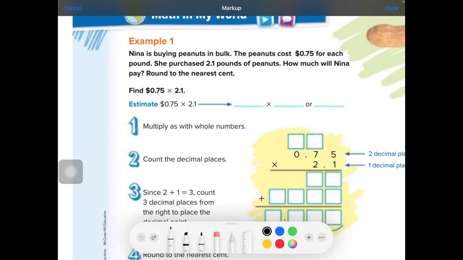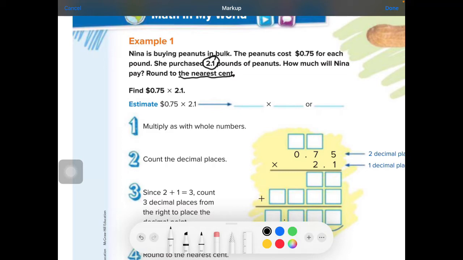Example 1. Nina is buying peanuts in bulk. The peanuts cost 75 cents for each pound. She purchases 2.1 pounds of peanuts. How much will Nina pay? Round to the nearest cent. Okay, we'll talk about that one in just a bit.